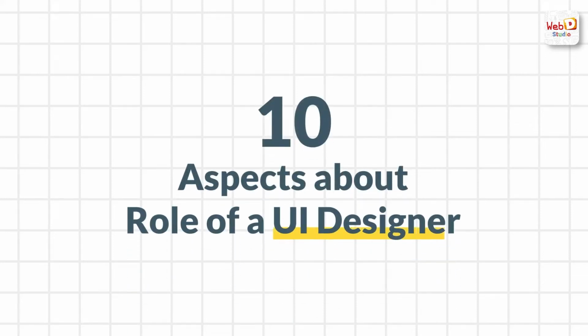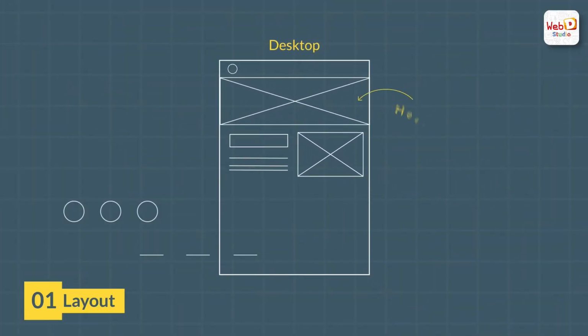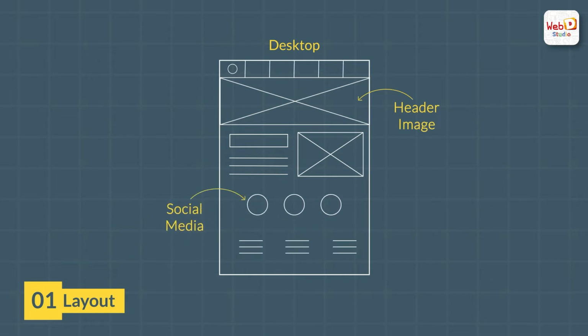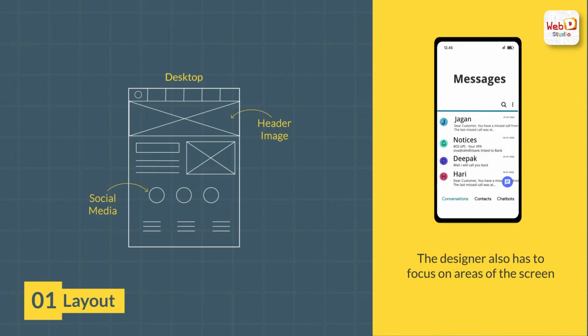10 aspects about the role of a UI designer. Layout. Each page in the product needs to be carefully designed, acknowledging white space requirements and content density. The designer also has to focus on areas of the screen that are more easily accessible.